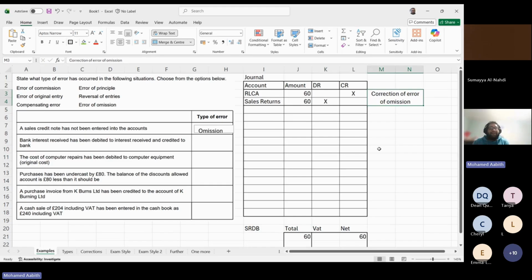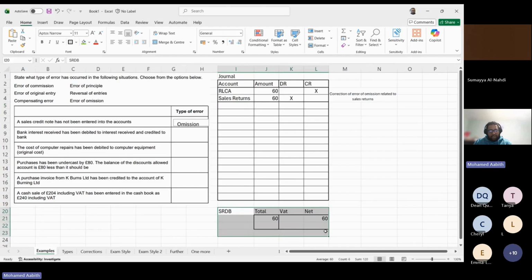In the exams, you don't have to type it. You have to choose from a drop-down menu or a drag and drop box. So just be careful with that. What we need to do: error of omission related to sales returns. I'm just going to make this slightly smaller. I can't go any further than that. Okay, that's fine. Now the next error is: bank interest received has been debited. Let me make it smaller.